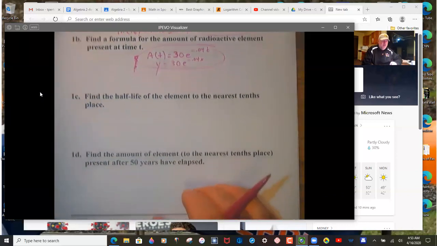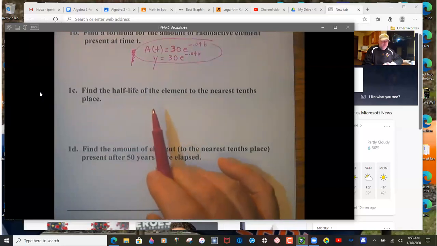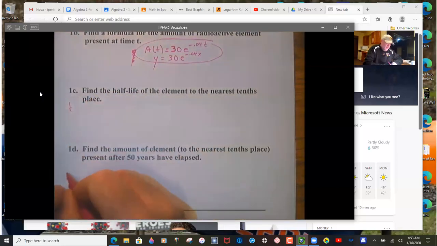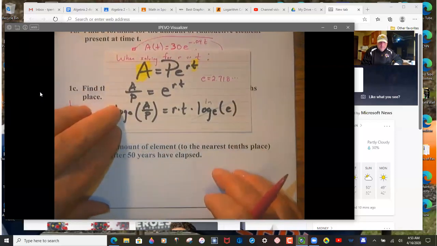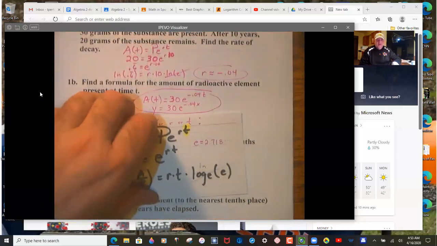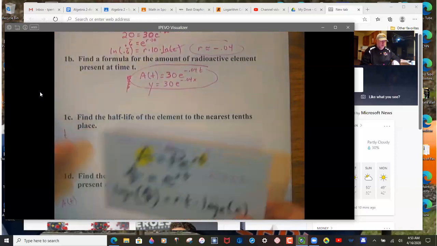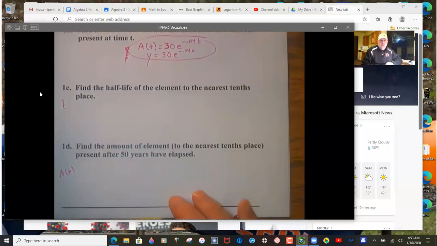Find the half-life. Yes, there is a formula. You'll see why the formula works. And then find the amount of element. So we're solving for t here, and then we're solving for a of t here. Remember, there's three things you can possibly do on these equations. Solve for t or r. The work looks like this. Then you just divide by the other one. You saw that on part A here. Or solve for a of t, which is just a y value given an x value. The y is the a of t, the x is the t.